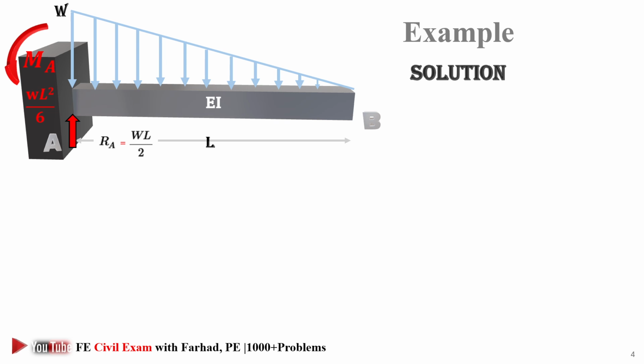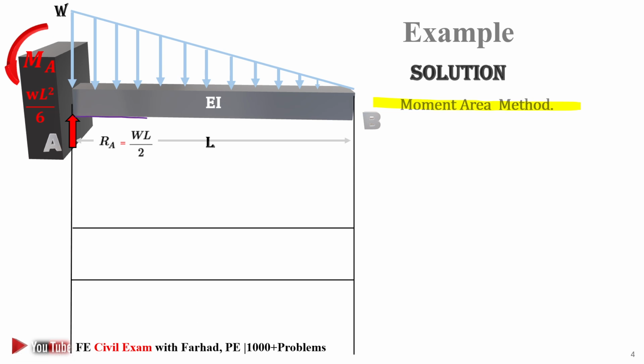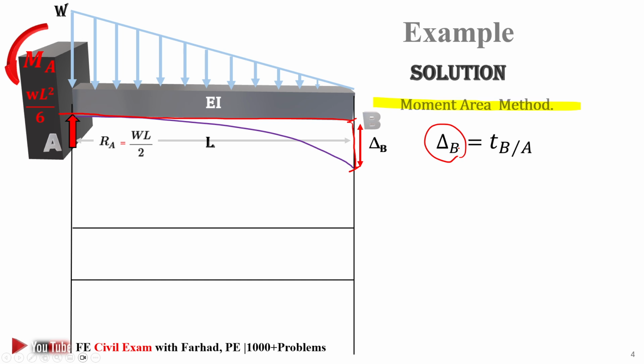As soon as we have that, our solution is based off the moment area method. So we need to draw the shear and also moment diagrams. By drawing the deflected beam, we can easily see this is delta B, and based off the second moment area theorem, delta at B is the tangential deviation of B with a horizontal line which passes through the reaction at A. That's exactly the amount of deflection at B.